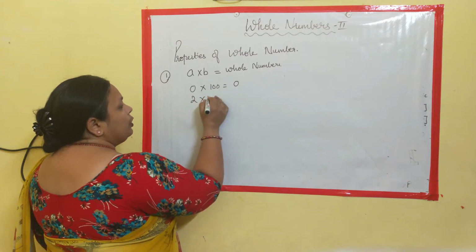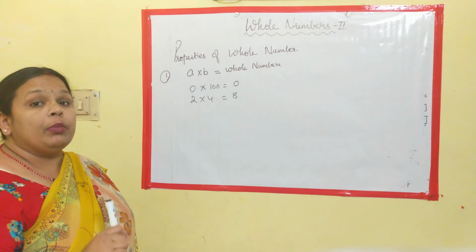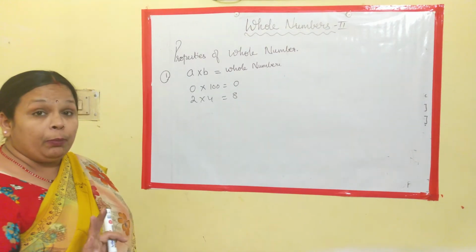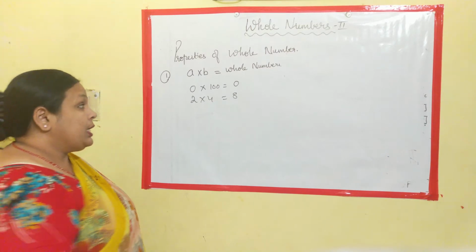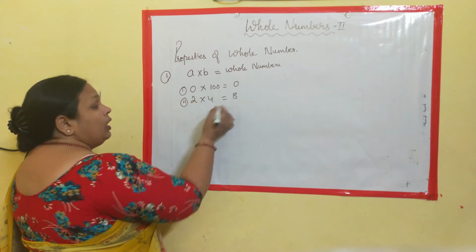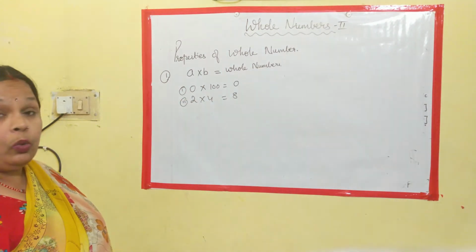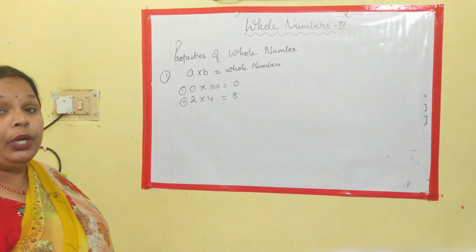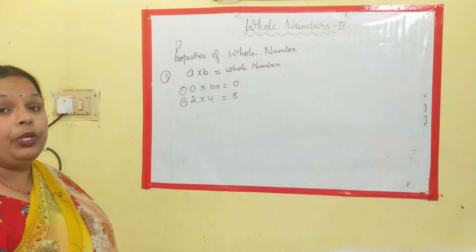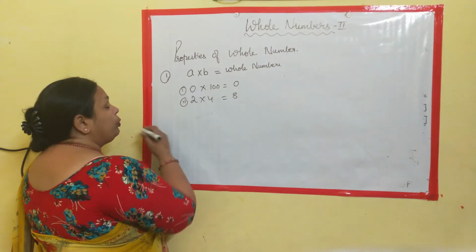If it is 2 into 4, you are getting 8. Remember, 0 is a whole number, 100 is a whole number, 2 is a whole number, 4 is a whole number. When you are multiplying, you get 0 in the first case, and for the second one, you get 8. So we conclude that when we multiply two whole numbers, the result is again a whole number. This is your closure property.